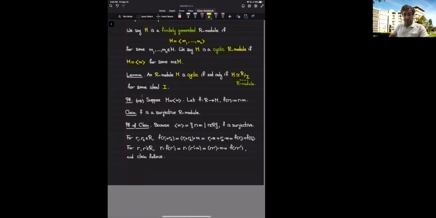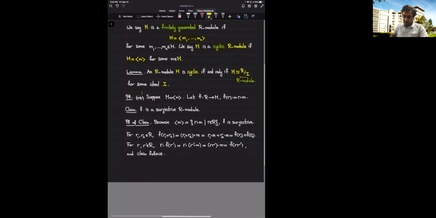Let's go, it's an if and only if statement. I have to show why being cyclic implies that it is isomorphic to R over I. Next, I'm going to show why R over I is a cyclic R module. So let's start with why, if M is a cyclic module, then it is isomorphic to R over I. The general trick is that whenever I give you a module generated by m sub 1, ..., m sub n, then I have a natural map from R^n to M, a surjective map from R^n to M. So let's see what I'm talking about in this special case of cyclic modules.